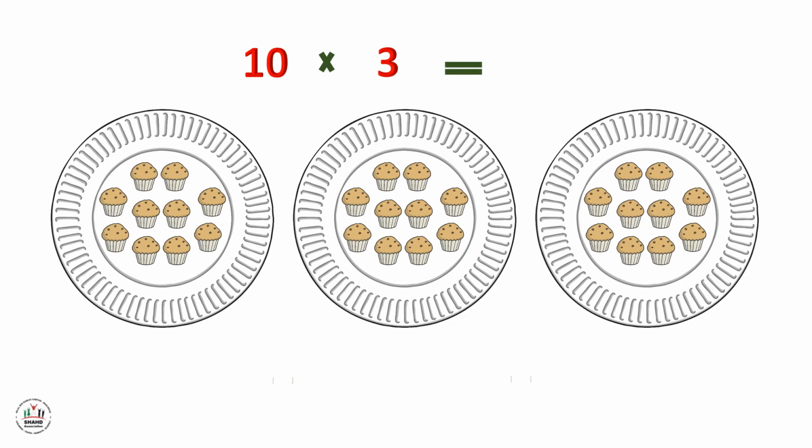Now, 10 plus 10 plus 10 is equal to 30. 10 plus 10 is equal to 20, and 20 plus 10 is equal to 30. So 10 times 3 is equal also to 30. Here we have 3 groups of 10 elements, so we write 10 times 3, and 10 plus 10 plus 10 is equal to 30, then 10 times 3 is equal also to 30.